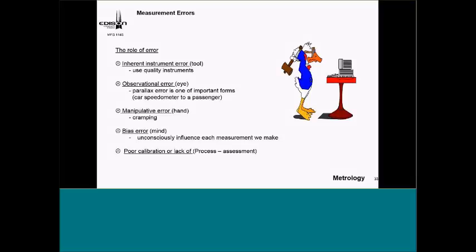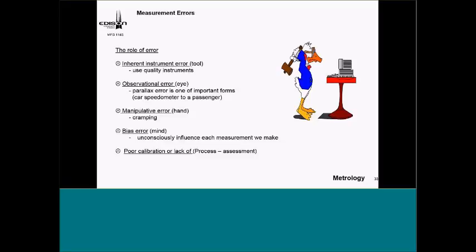So how do we make mistakes then? Well, we make mistakes by using not really good quality instruments, or what we call the tool or inherent instrument error. If you recall, I did have the stare, and I also had a plastic ruler. So when we look at quality instruments, we can make mistakes, have errors, because we don't use a quality instrument. We can make mistakes by observational error, or the eye.